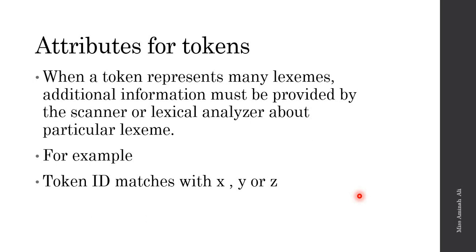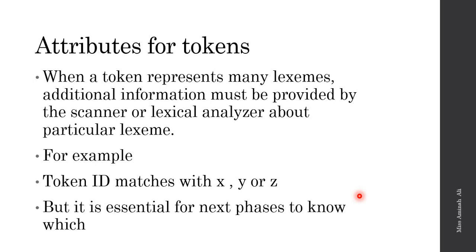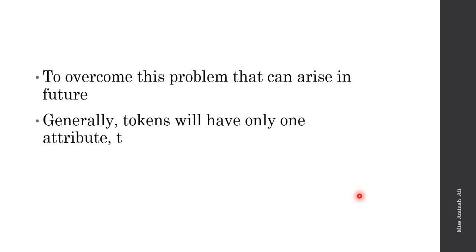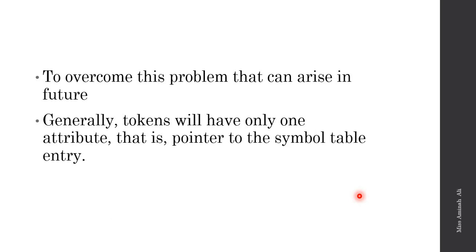So which ID do you mean? Which identifier are you talking about? But it is essential for next phases to know which string is actually matched. हमें पता होना चाहिए कि X, Y या Z में से हम किसकी बात कर रहे हैं जब हम आइडेंटिफायर की बात कर रहे हैं. So to overcome this problem that can arise in the future, generally tokens will have only one attribute, that is pointer to the symbol table entry.